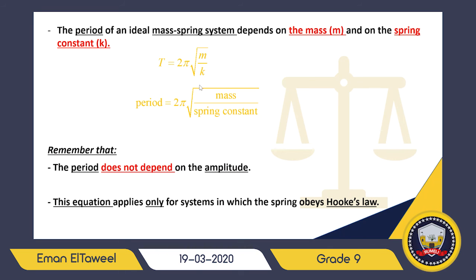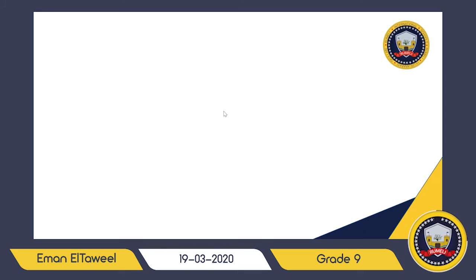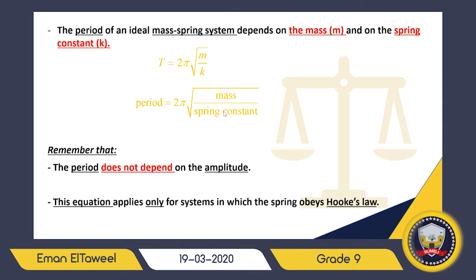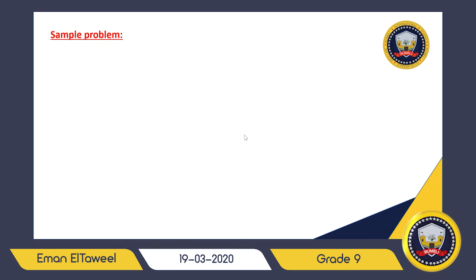2 pi square root mass over the spring constant. The period only depends on the mass and the spring constant, and it doesn't depend on the amplitude either. And as we said, this equation applies only for systems in which the spring obeys Hooke's law. Okay. Now, let's see a sample problem.